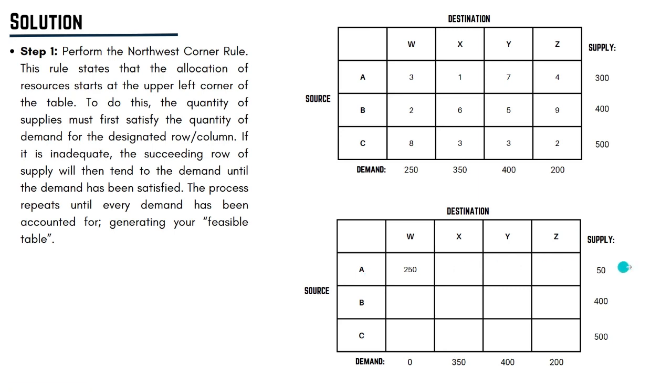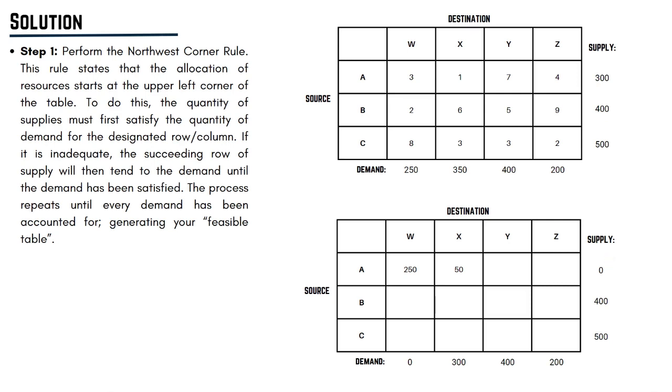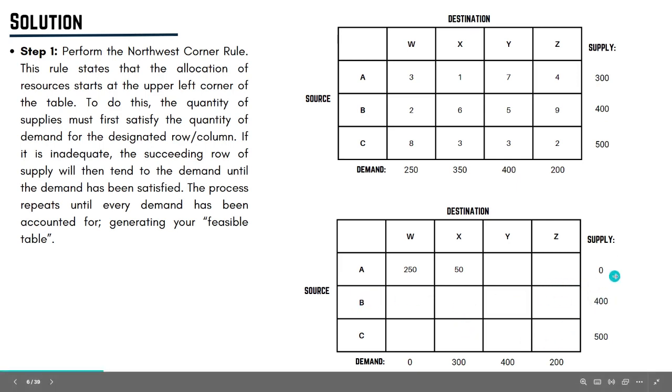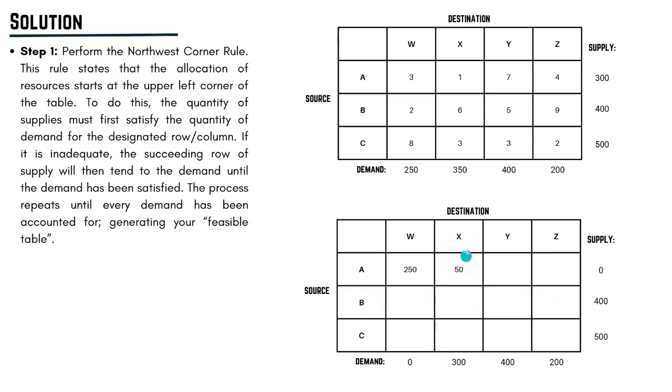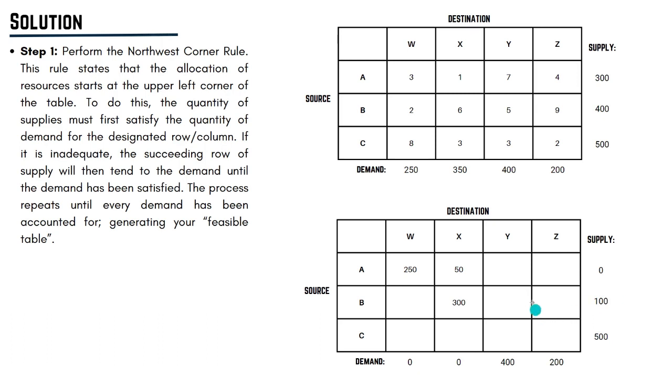So source A will then move its remaining supplies to column X. Now, we have reduced the demand for column X by 50, and we are now left with 0 supplies for source A. As per the rule, we move down to the succeeding row, so source B will now tend to the remaining demands. As you can see, source B is able to allocate enough supplies for the demands of column X, hence it is now 0. It is left with 100 supplies and will now tend to the demands of column Y.